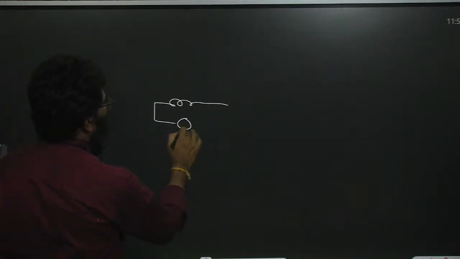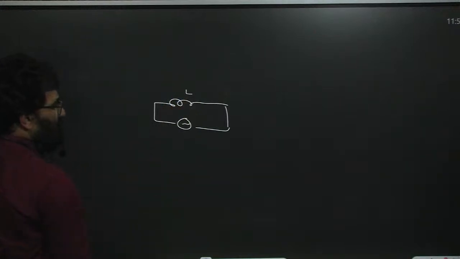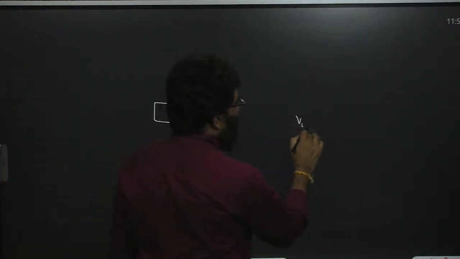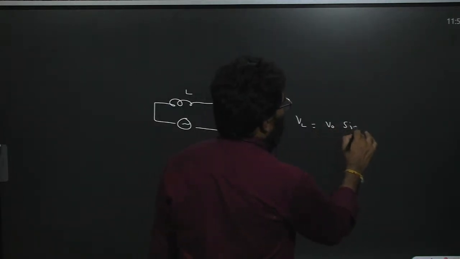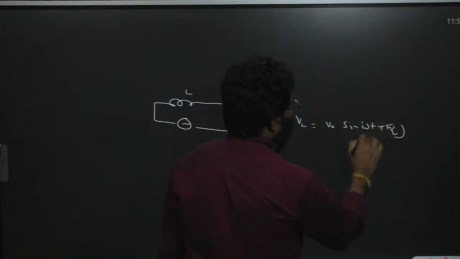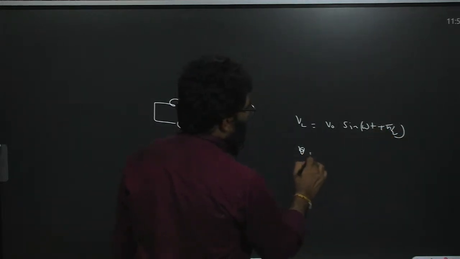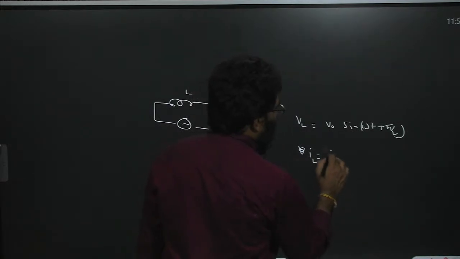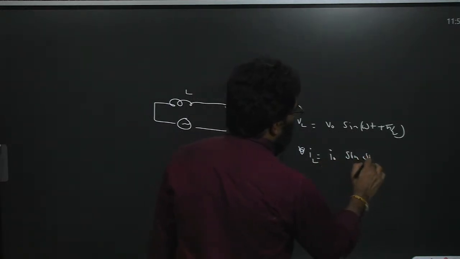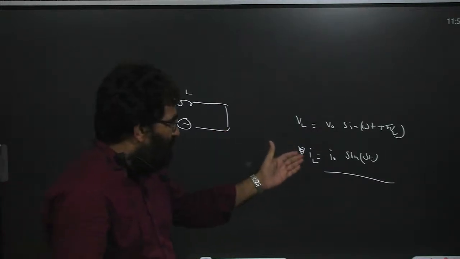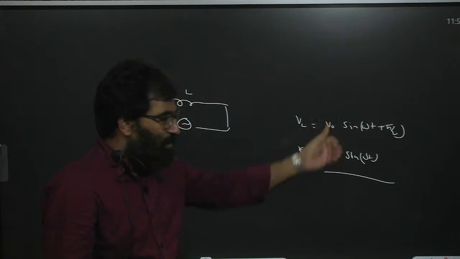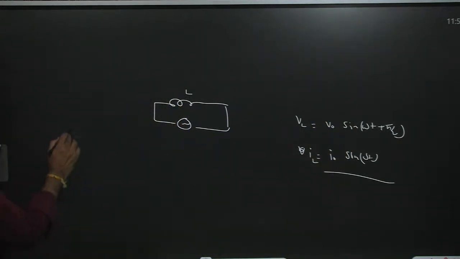When we connect an inductor to an AC source, what happens? The voltage across the inductor always leads the current. So V naught sin omega t plus pi by 2, and the current is I naught sin omega t. Always remember: the current through an inductor lags the voltage by pi by 2, or the voltage in the inductor leads the current by pi by 2.